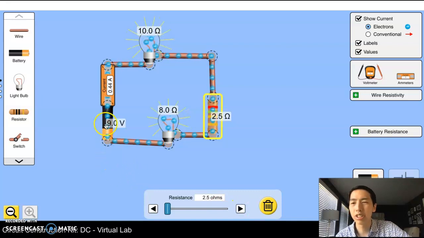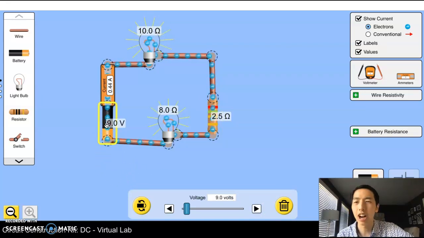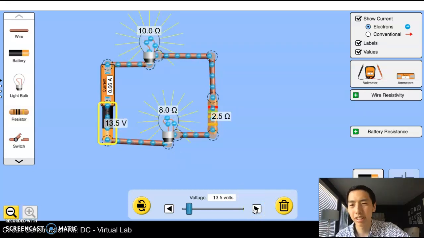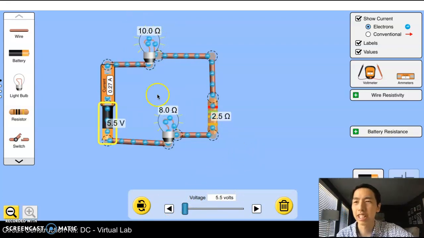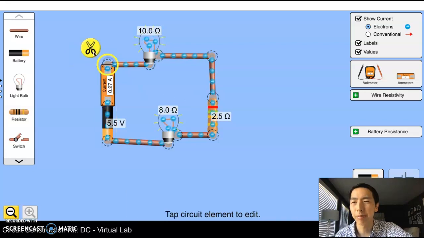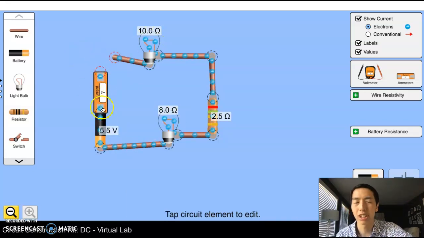Another thing you can do is change the battery. If you need a higher current, you use a battery or a power source with higher voltage. If you need a lower current, you can use a battery with lower voltage. That's all you can really do. When you're designing circuits, you can choose the voltage source, you can choose the resistances, and you can also choose how you connect them, whether it's series or parallel. And with all of that, you design a circuit that has an ideal current.